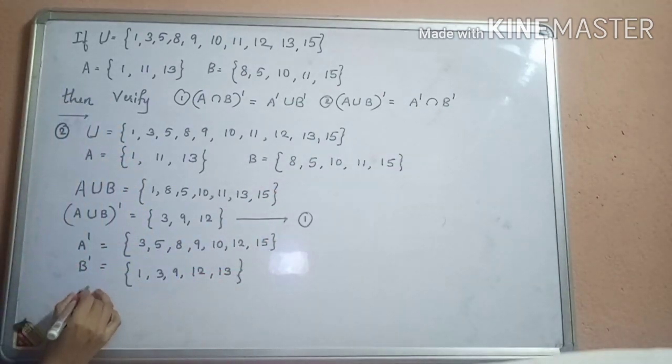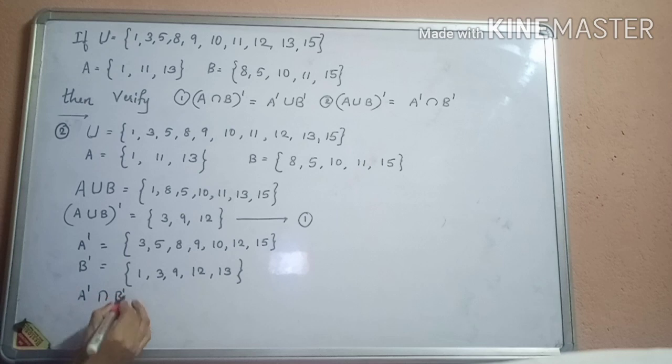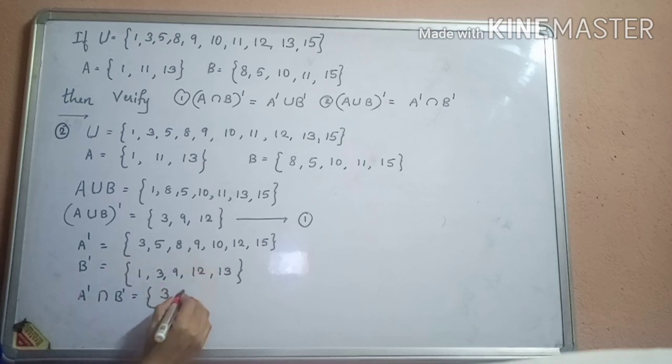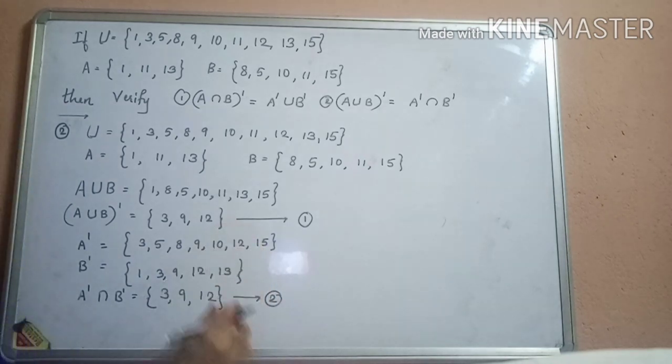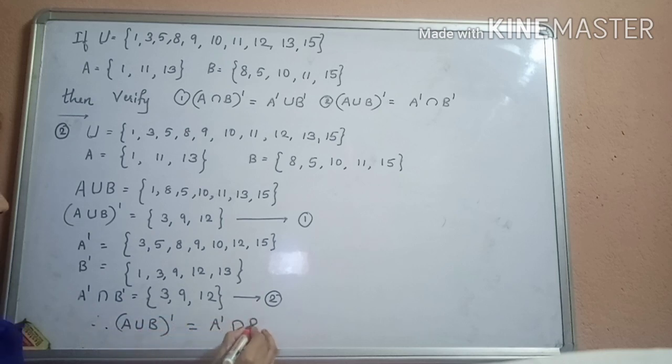Now, intersection. A complement intersection B complement. So, common between these: 3, 9, 12. Nothing else. So, I got this RHS. First and second, see, both are same. Therefore, A union B, the whole complement, is equal to A complement intersection B complement.